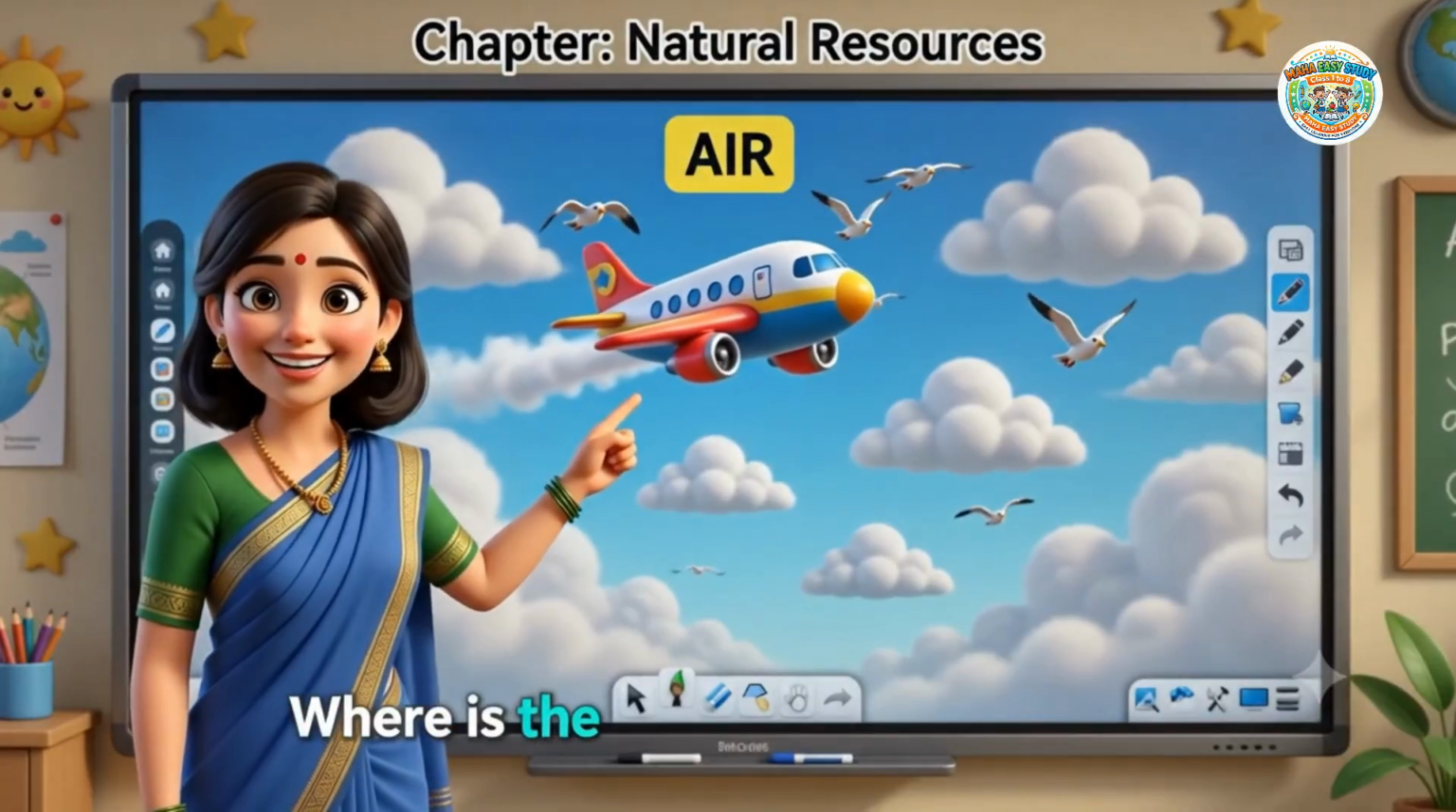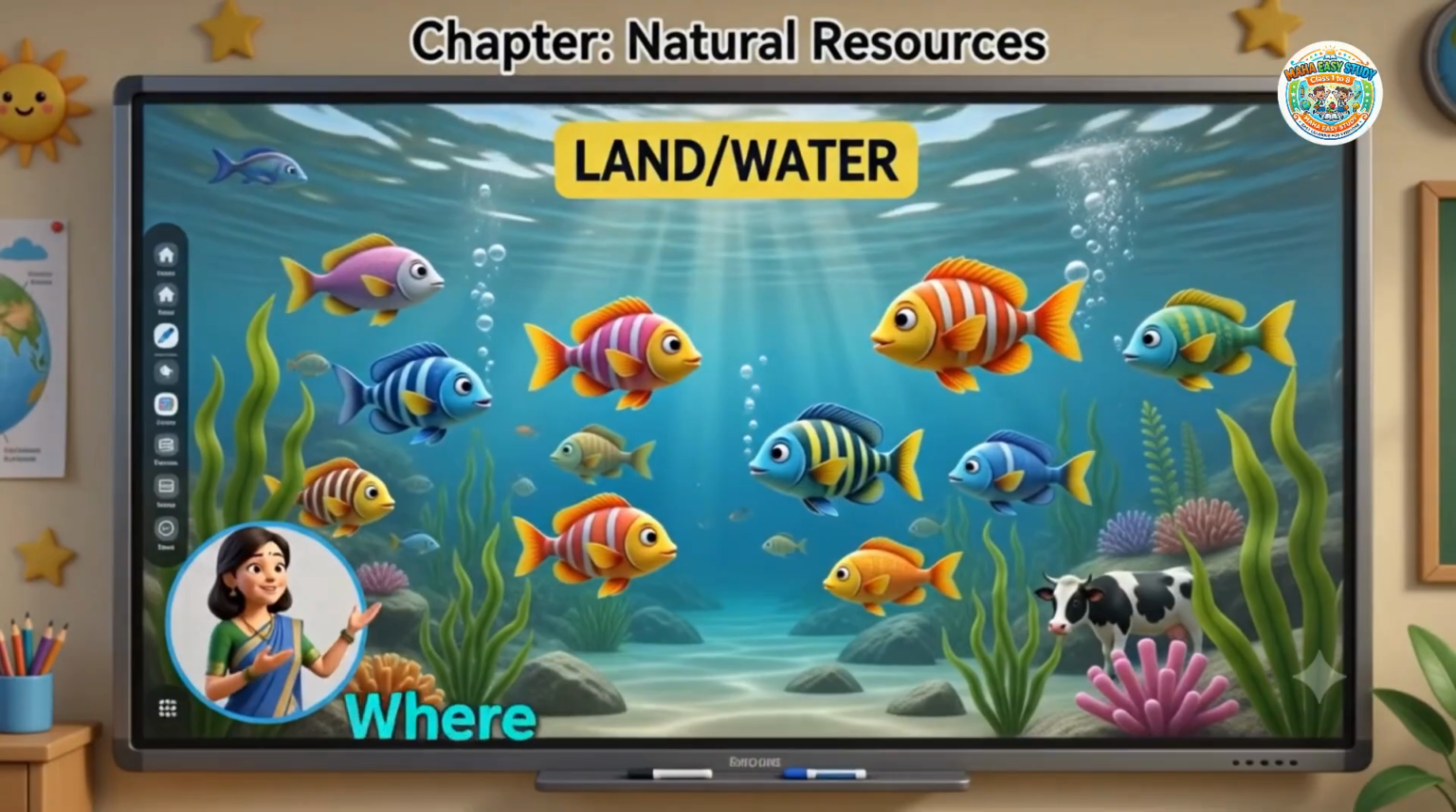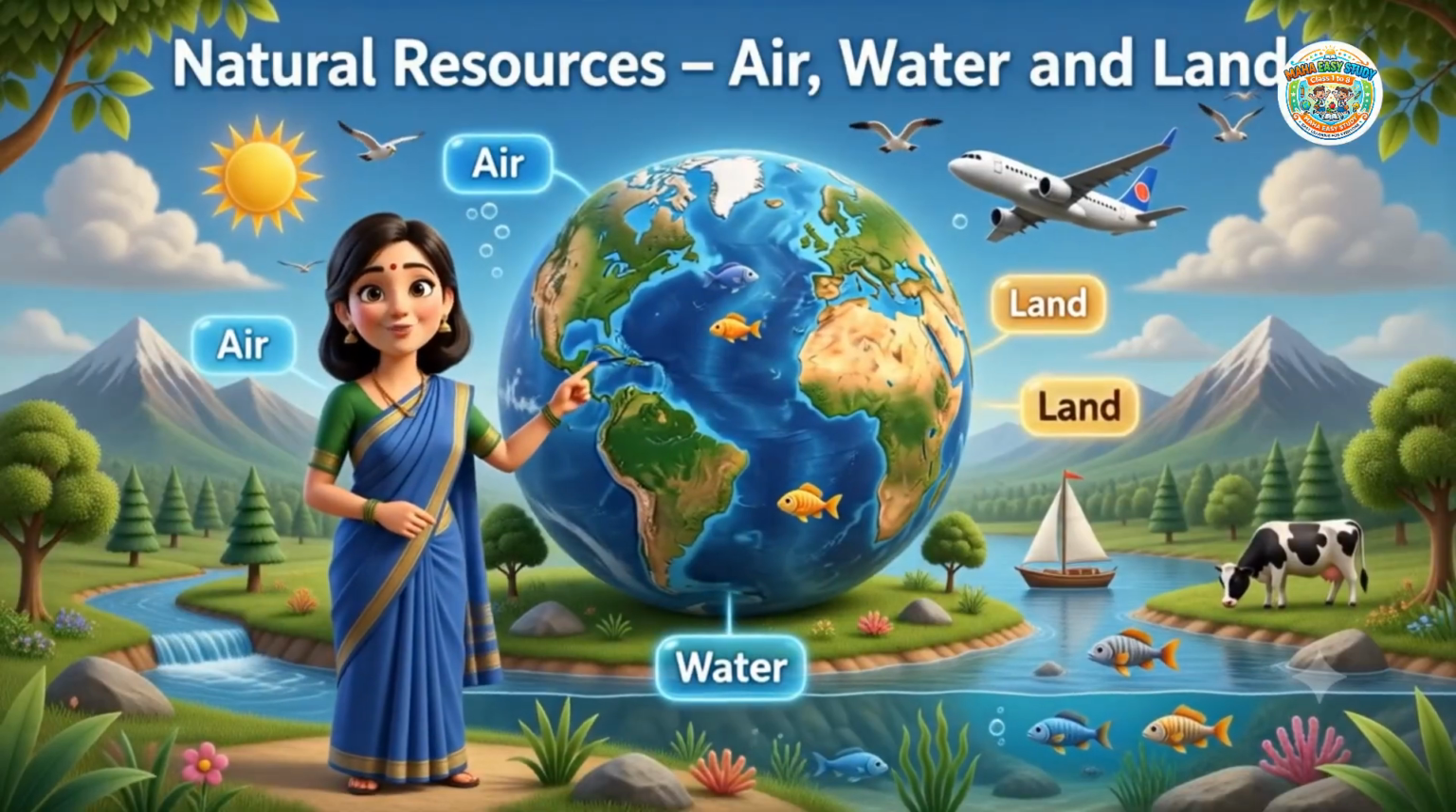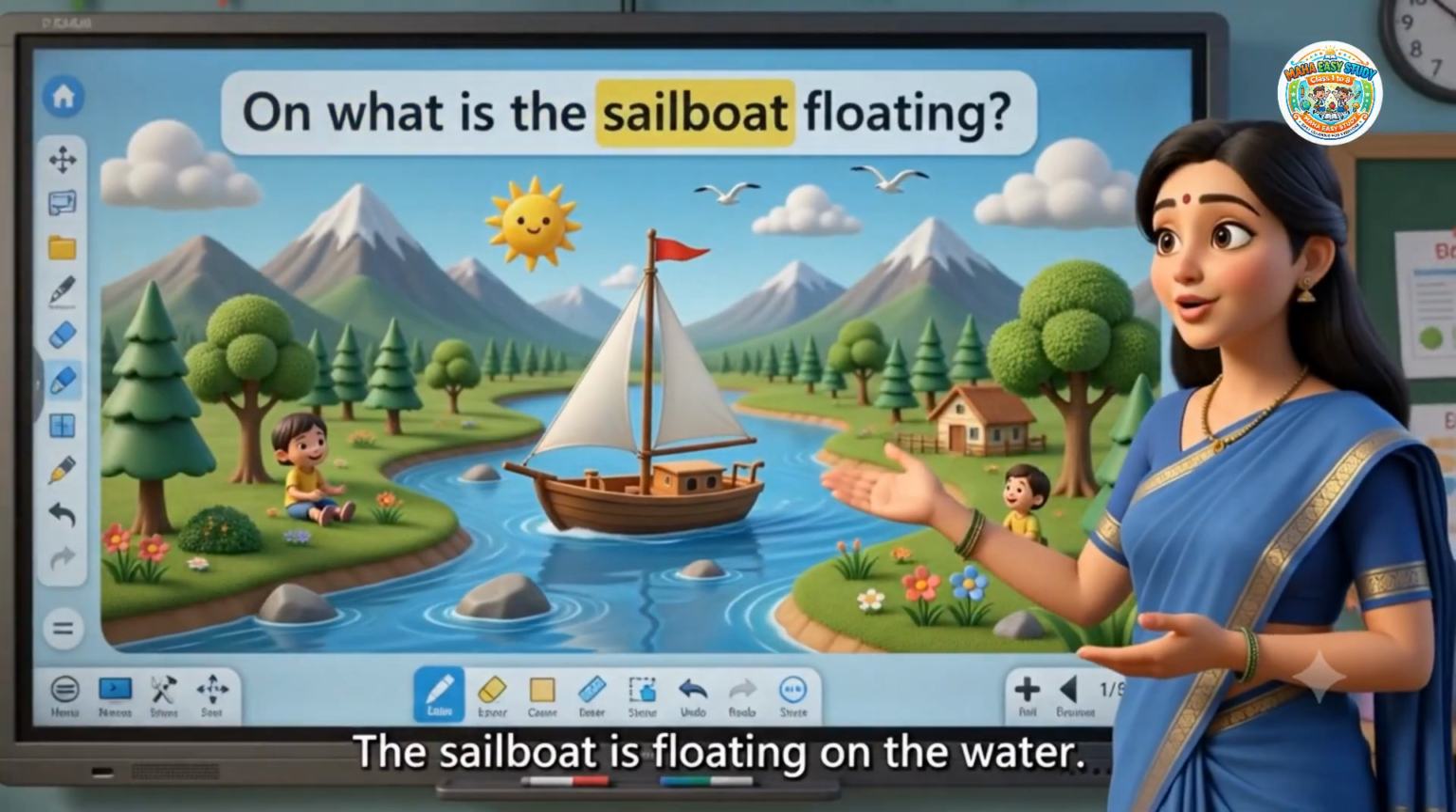Where is the aeroplane? The aeroplane is in the sky. The fish are in the water. The sailboat is floating on the water. Let's protect our resources.